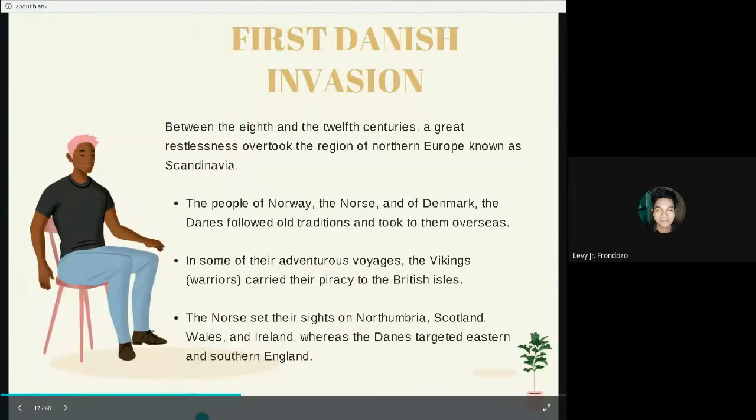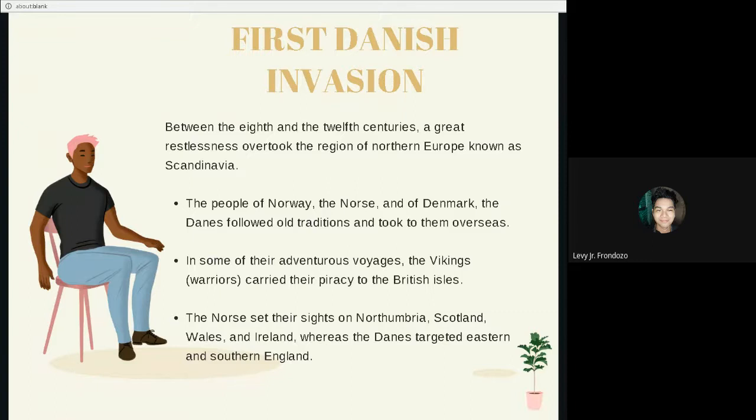So the first Danish invasion: between the 8th and 12th centuries, a great restlessness overtook the region of Northern Europe known as Scandinavia. Beset with a rising population and limited farmland, the people of Norway, the Norse, and of Denmark, the Danes, followed old traditions and took to the seas. In some of their most adventurous voyages, the Vikings, or the warriors, carried their piracy to the British Isles. The Norse set their sights on Northumbria, Scotland, Wales, and Ireland, whereas the Danes targeted Eastern and Southern England.